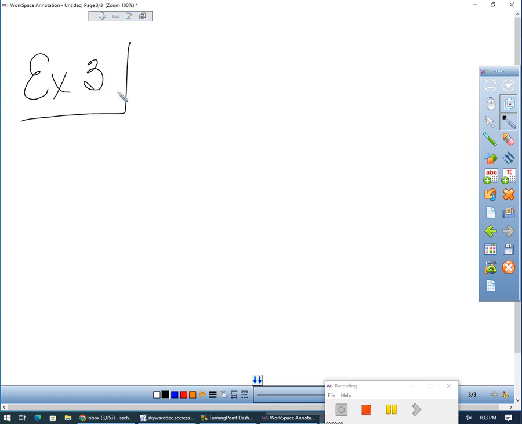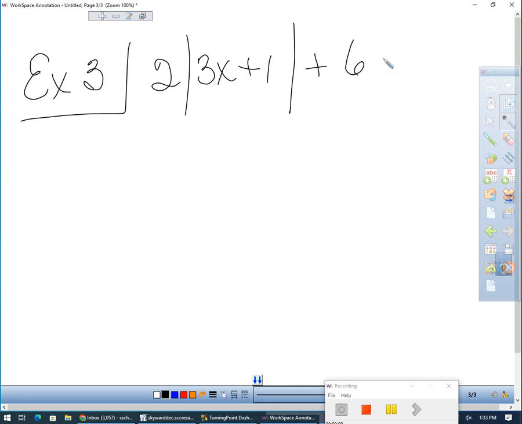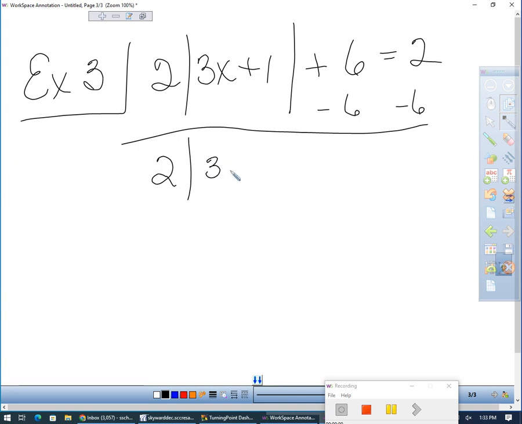Example number 3. Let's say I have 2 times the absolute value of 3x plus 1, plus 6, is equal to 2. No, we can't distribute into the absolute value. What we need to do is get that absolute value by itself. Minus 6. Let's start there. Subtract 6, subtract 6. I have 2 times the absolute value of 3x plus 1 is equal to negative 4.